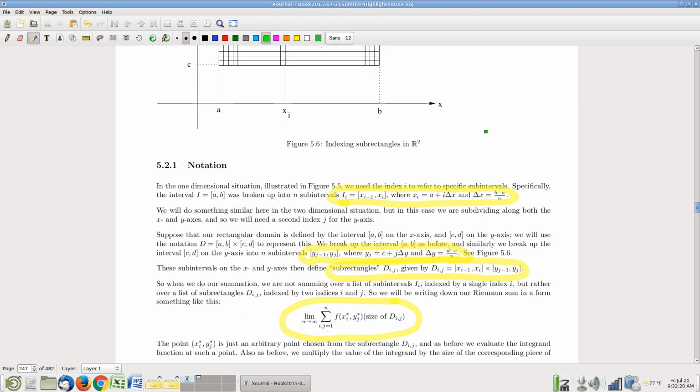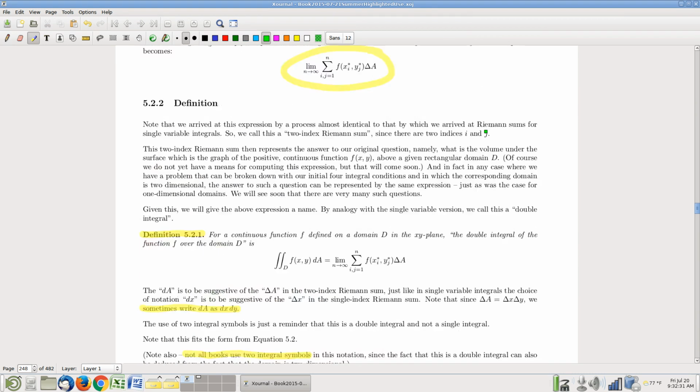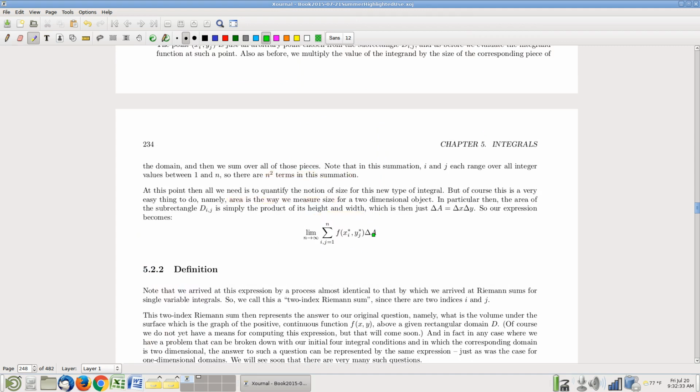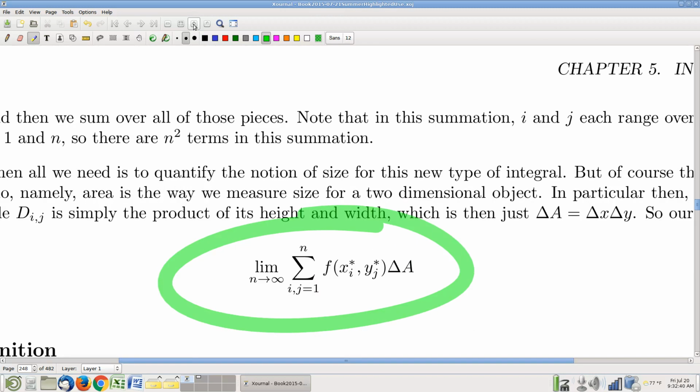Wrote down a bunch of details. We're not going to go through that again, but there's various details on exactly where these subrectangles are and what notation we use, blah blah blah. And eventually came up with this result. This expression here is a way of representing that amount of volume, right?